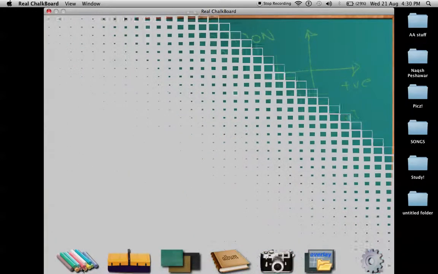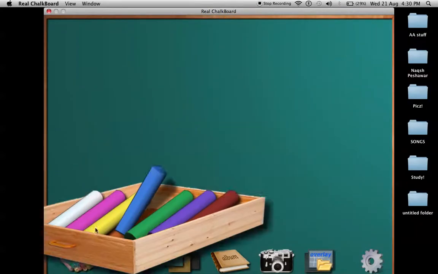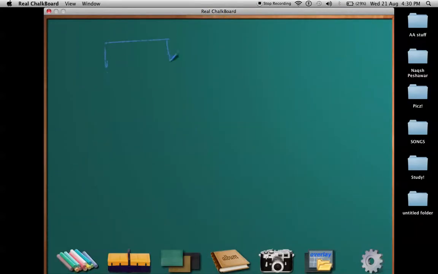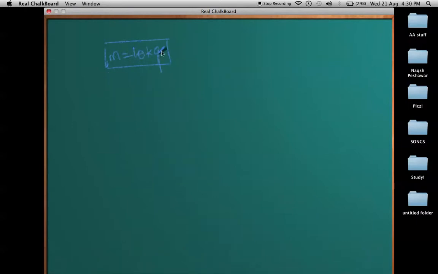However, let's take a case here. Let's say this is a mass of, say, 10 kilograms, and there is a force of 10 newtons in this direction, and a force of 10 newtons in this direction. What would this mean? Let's see. Let's find out the net force. Okay. Let's take this as positive and this as negative.